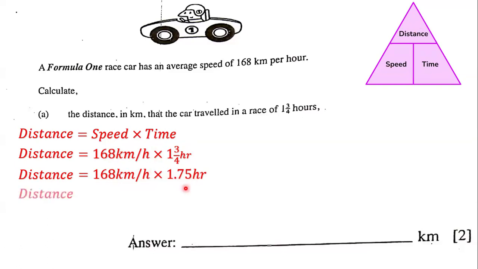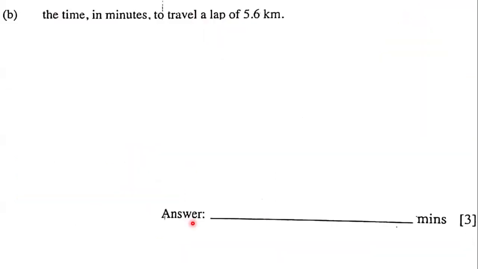And so we're going to multiply 168 by 1.75, and that gives us 294. And so that means that the distance in kilometers that the car traveled is going to be 294 kilometers. And how do we get that? We multiply 168 by 1.75, and that's the answer to this question. Next, they want us to calculate the time in minutes to travel a lap of 5.6 kilometers.